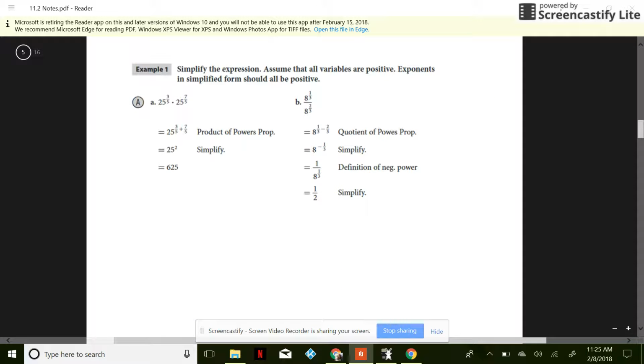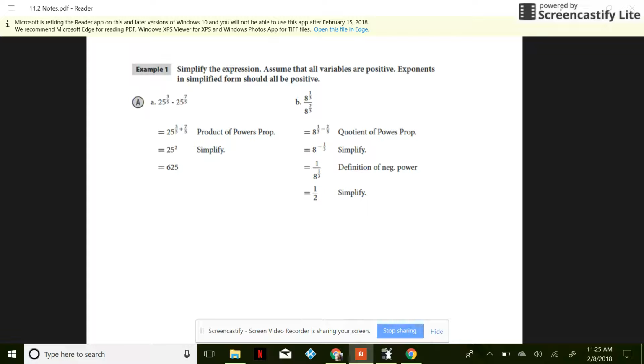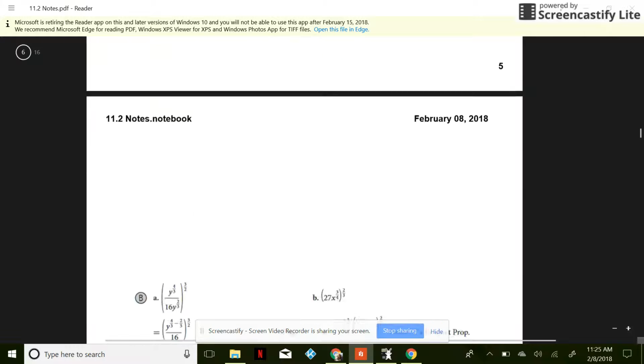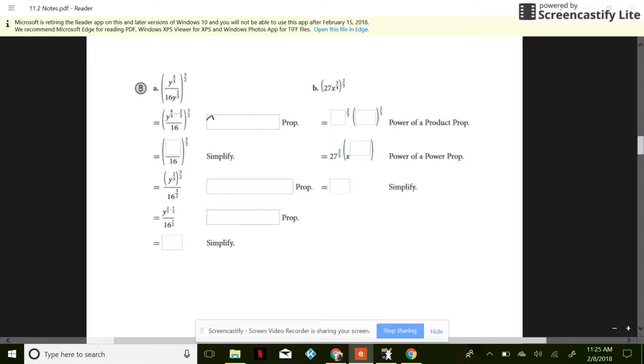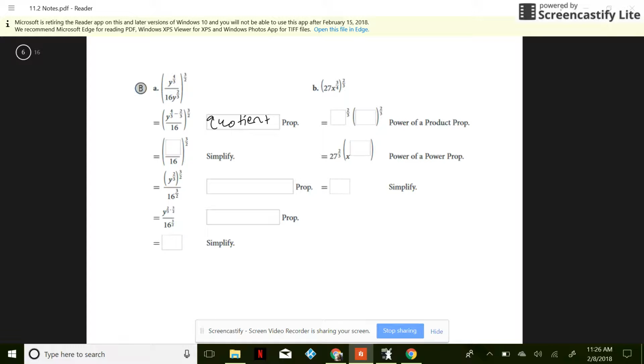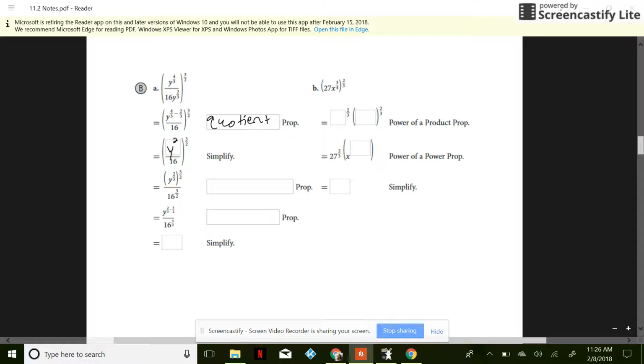So here's a couple of expressions they've worked through. In a, since they're multiplying with the same base, you add the exponents. In b, if you're dividing with the same base, you subtract the exponents. So here we've got (y to the 4/3 over 16 y to the 2/3), that whole thing to the 3/2. Using the quotient property, we've got those two y values. You can subtract their exponents. So 4/3 minus 2/3 ends up with y to the 2/3 when we simplify.